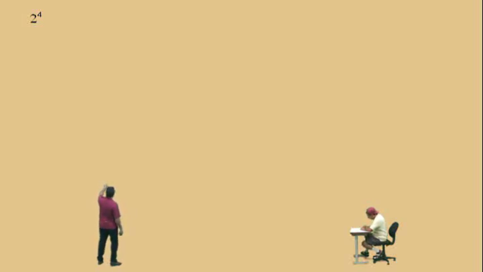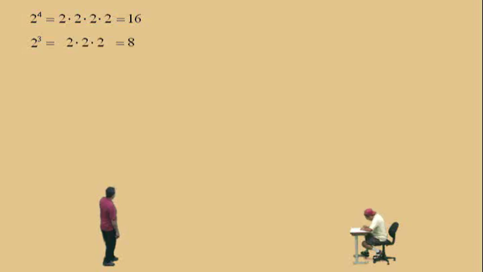2 times 2 times 2 times 2, which is equal to 16. Now, 2 cubed means 2 times 2 times 2, which is 8. 2 squared means 2 times 2, which is 4. 2 to the first power means you only have 1 two. It's 2. Now the question is, what is 2 to the 0 power?